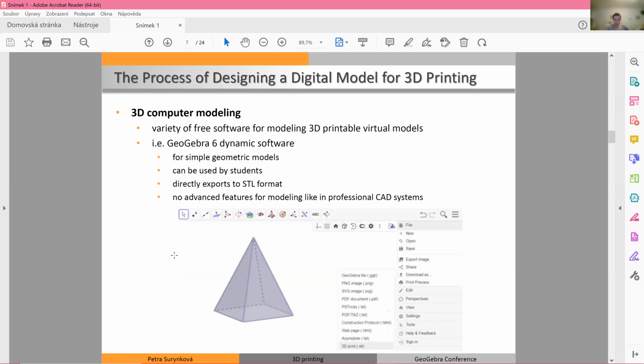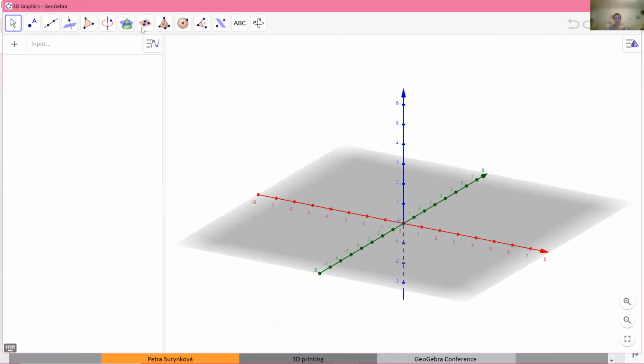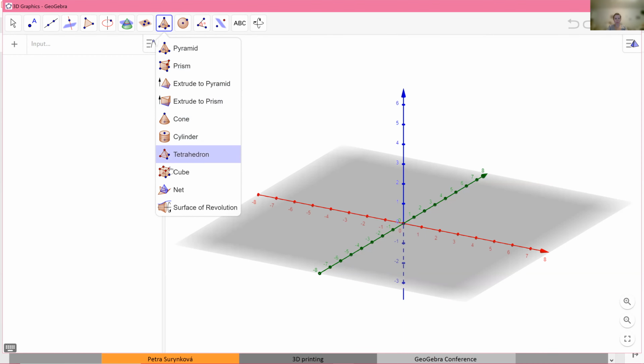So we can use GeoGebra for 3D printing, because I will show you directly in GeoGebra that you can draw anything you want. I will draw something very simple, for example, a cube.